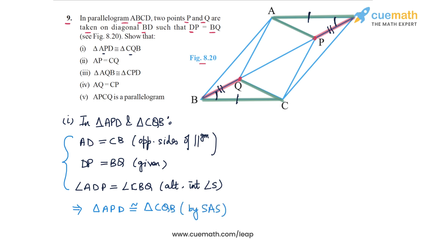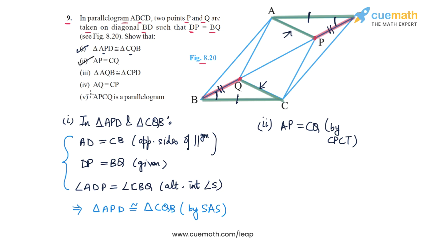So this proves the first part, and now we go to the second part. In the second part, we have to show simply that AP is equal to CQ, but that follows obviously because triangle APD and triangle CQB are congruent. This means that AP and CQ must be equal by CPCT. So we can directly write AP is equal to CQ by CPCT. So this proves the first two parts. Triangle APD is congruent to triangle CQB, and AP is equal to CQ.